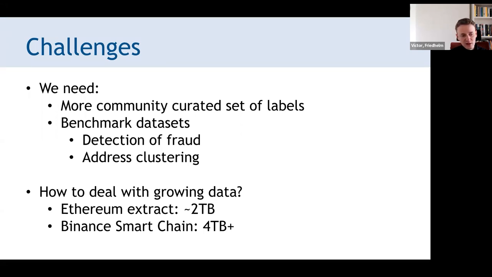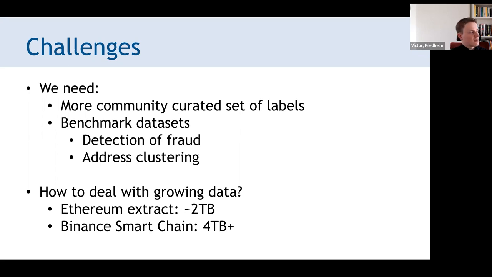And finally, I've now shown you in this tutorial how you can access data somewhat efficiently, but from my perspective, it's a growing problem that the sizes of these data sets just grow so large that it gets difficult, especially for researchers who are starting out new in this field, to deal with it. And so my own Ethereum data set that I have on my server is already 2 terabytes in size. And if you look at something like the Binance Smart Chain, then it's easily more than 4 terabytes.